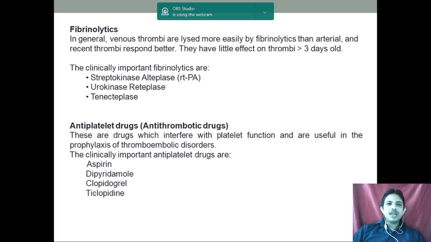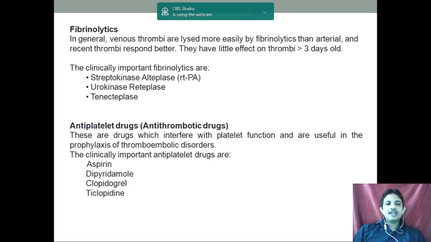Now clinically important fibrinolytic drugs are streptokinase, urokinase and tenecteplase. So these are the drugs which are used as fibrinolytics.